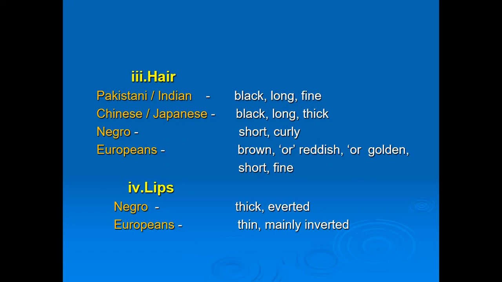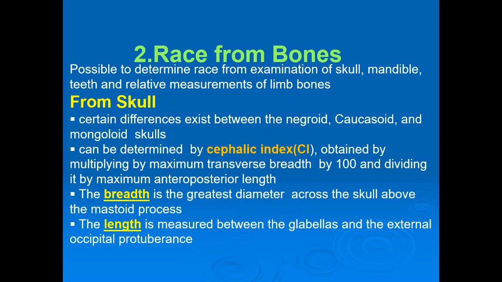Now studying lips, in Negroes they are thick and everted. In Europeans they are mainly thin and inverted. So that was about general appearance, race from general appearance.